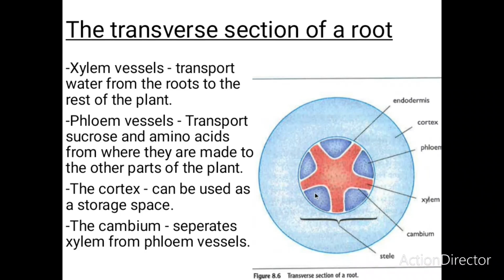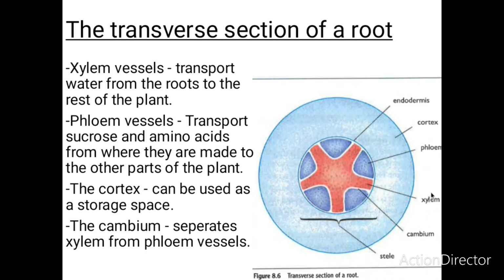In this diagram, we can see the transverse section of a root. The transverse section of a root looks different from the transverse section of a stem. The xylem vessel is star-shaped and the vascular bundle, which consists of the xylem vessels and the phloem vessels, is located in the center. We can also see the cambium, which separates the xylem vessels from the phloem vessels. We can also see the cortex, the endodermis, and the epidermis.